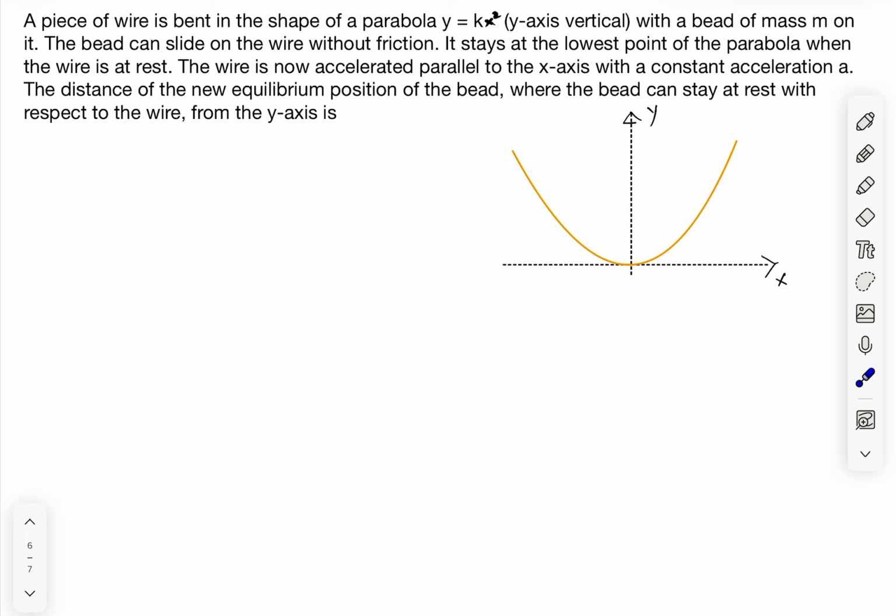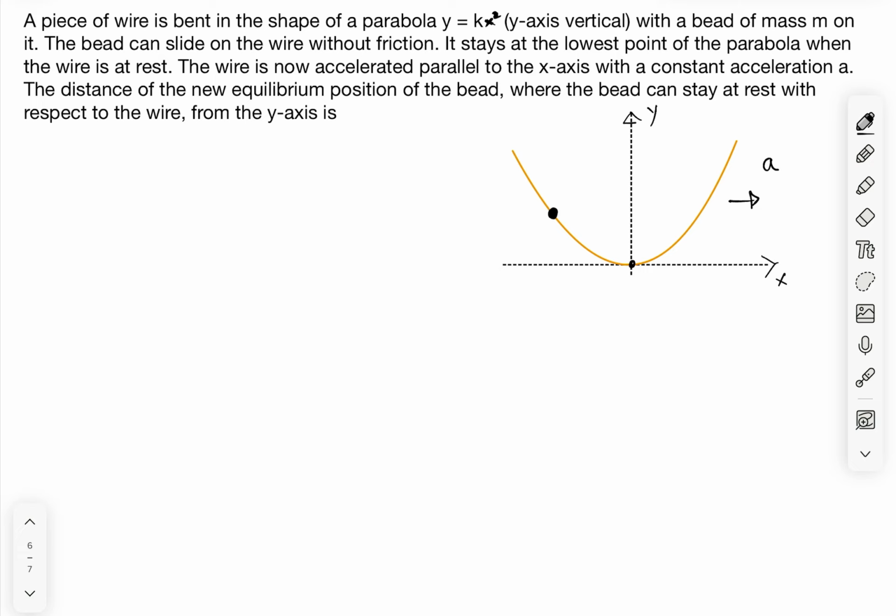Now the condition given in the question is that we accelerate the entire system along the x-axis with acceleration a. What do you expect? By Newton's second law, a pseudo force will act, right? After the pseudo force acts, what will be the new position of the bead? Initially the bead is here, so the new position of the bead is somewhere here, and there it is in equilibrium.